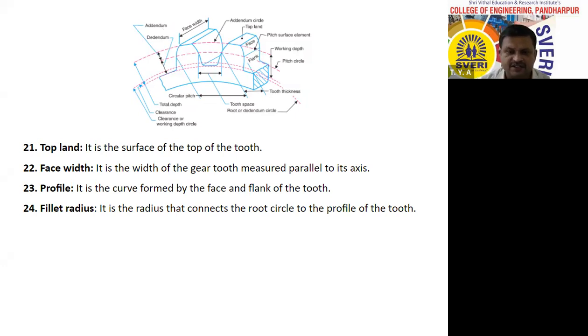Next is fillet radius. It is the radius that connects the root circle to the profile of the tooth. See that this is the root circle or dedendum circle, and this is the profile. What is the profile? It is the curve formed by the face and flank of the tooth. Whatever curve is there, this is the curve formed by the face and flank of the tooth. That's why it is known as profile. Therefore, this small radius which connects the profile of the tooth to the dedendum circle is known as fillet radius.